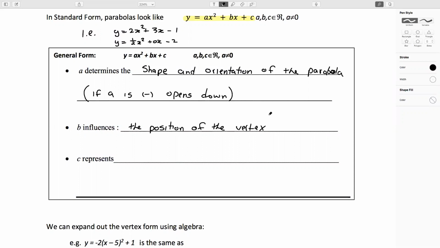C is going to represent the y-intercept of the parabola. And it's this idea that if x equals 0, C is all that is left. So if you've got a function and all your x's are 0, well, x is 0 on the y-axis, whatever number you have is your y-intercept.